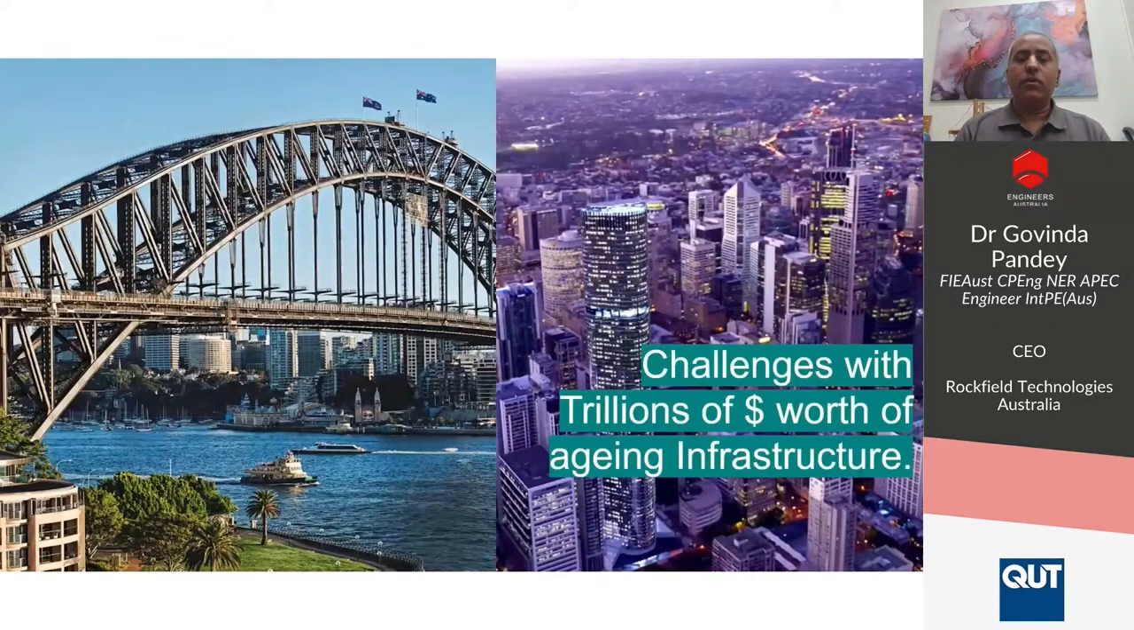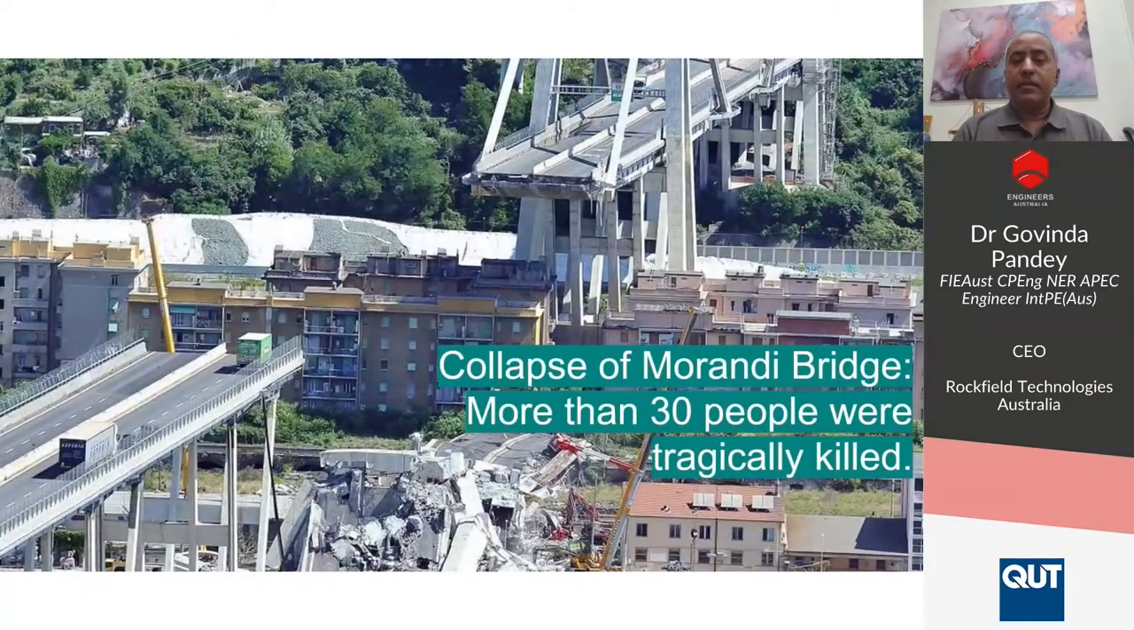And if you look around in the built environment, we've got buildings, structures, towers. A lot of them are getting close to or past their original design life. So essentially, the challenge is with the trillions and trillions of dollars worth of aging infrastructure. And every now and then, some structures collapse. This was the Morandi Bridge that collapsed a few years ago, tragically killing 30 people.